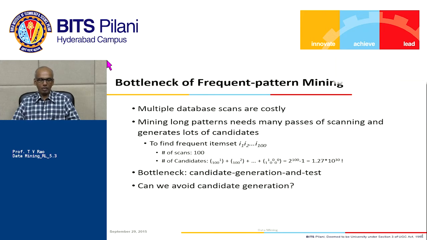For example, if we consider a potential 100-item frequent item set, then we require 100 scans before we determine it. And while doing that, we need to do numerous comparisons, because to reach the 100-item set, we will be going through 1, 2, 3, 4, one number at a time. So there are 100 passes, and each time we are generating a number of candidates, and the number of candidates will become exponentially large. So we have a bottleneck with candidate generation and testing.